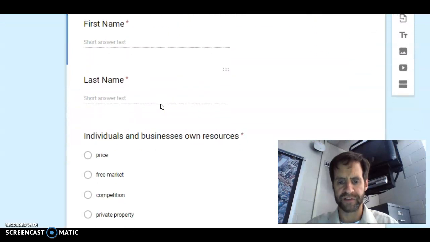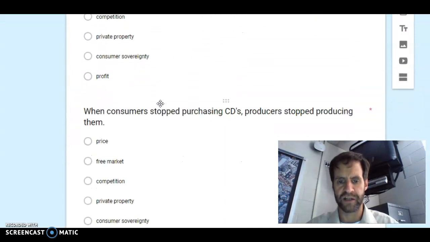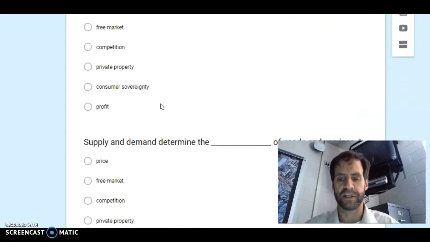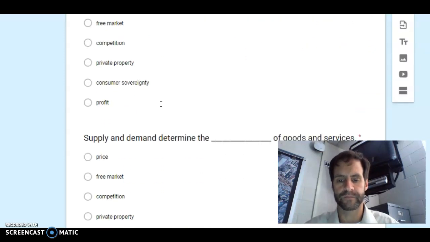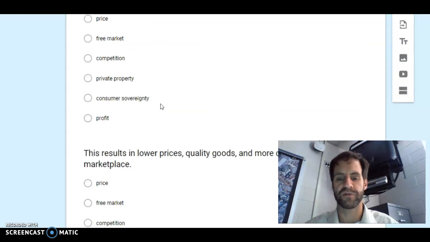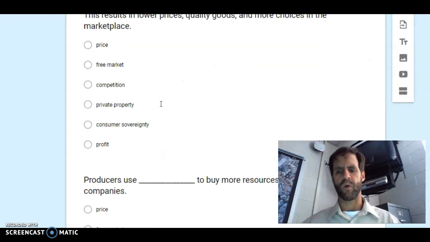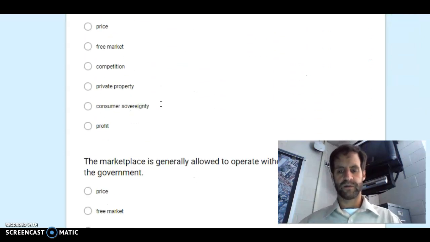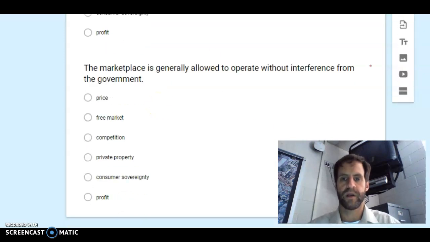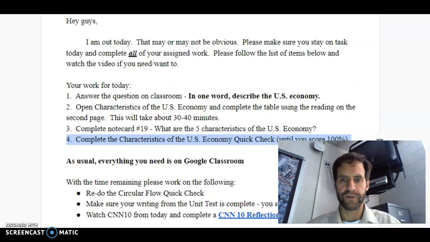Now this quick check, I have it set up like the CNN 10 quick checks so that it grades it automatically and gives you your score. The plan is for you to take this as many times as you need to get 100%, or 6 out of 6. That is 100%. Hopefully you don't have too many questions and it's pretty straightforward. Just work hard, guys, and do your work.